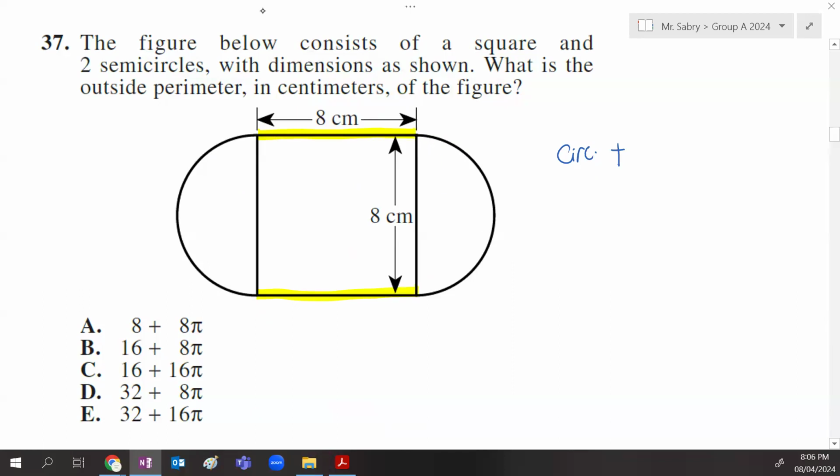That's it. So the circumference again is the length of the outer sides of a circle. That's half a circle, and that's another half, which makes a complete circle, plus the two yellow parts. So 2 pi r plus 2 times 8, because every one of those parts is 8. R in this case is the radius, and because the diameter is 8, the radius is 4, so that would become 8 pi plus 16. Looking at the choices, that is B.